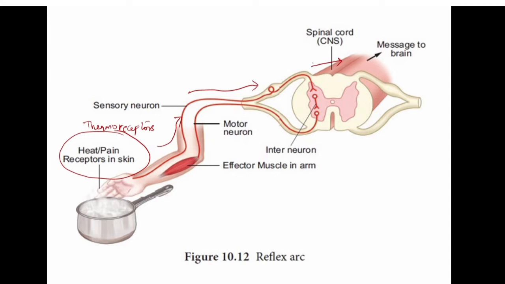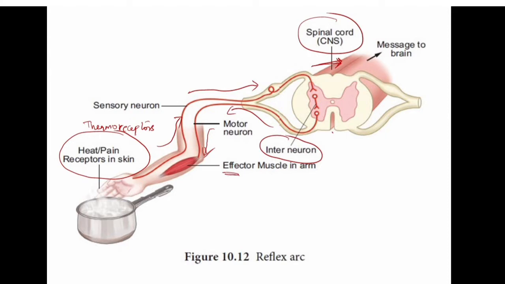But before it goes to the brain, the spinal cord, that is the central nervous system, itself takes the action. It receives the message and gives a response. It doesn't wait for the brain to give a response. Instead, the spinal cord itself gives a response through the interneuron or the relay neuron. From there it goes to the motor neuron, and from the motor neuron the nerve impulses are transferred towards the effectors, that is the muscle in the arm.